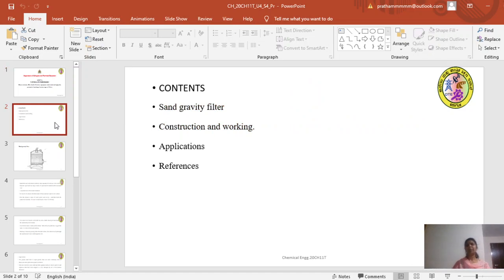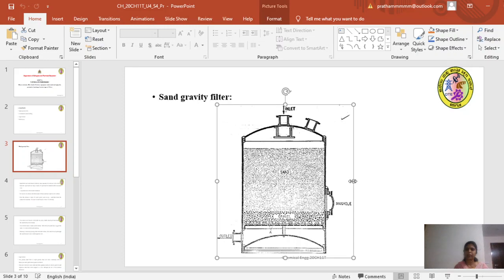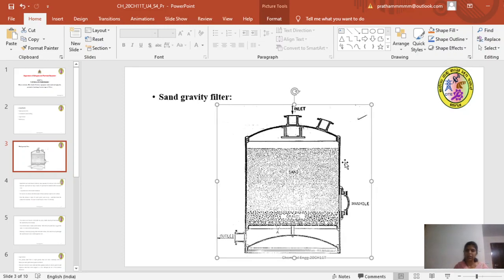one of the types of filters, the sand gravity filter: its construction, working, applications and references. This is how the sand gravity filter looks. You can see here you have an inlet, then a manhole for removing the filter medium. You have sand, this is the gravel part, then you have a mesh here. The outlet is here at the left side.